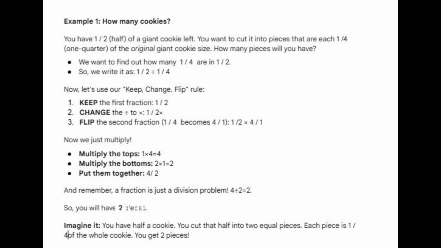Multiply the tops. 1 times 4 equals 4. Then multiply the bottoms. 2 times 1 equals 2. Then put them together, which is 4/2. And remember, a fraction is just a division problem. 4 divided by 2 equals 2. You'll end up with 2 awesome pieces, just like that. Super simple, right? So in each 1/2 cookie, we have 2 pieces of 1/4 of the whole cookie.